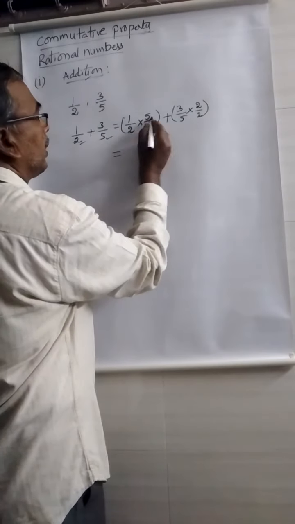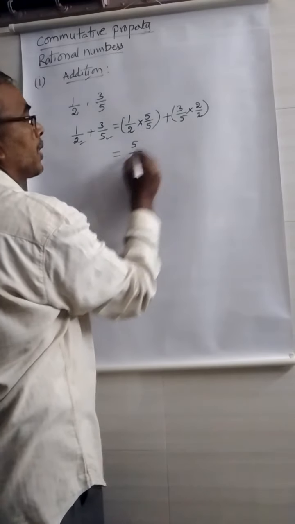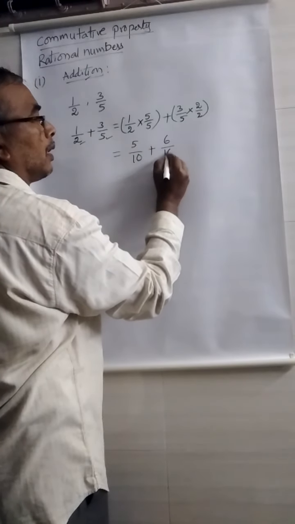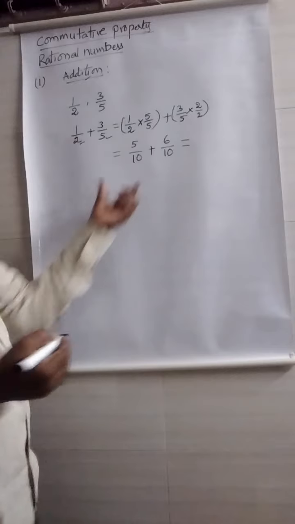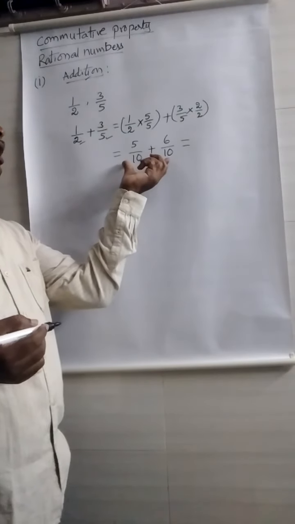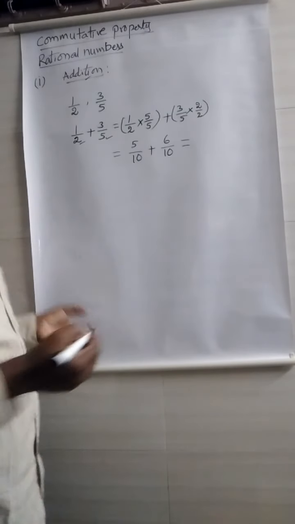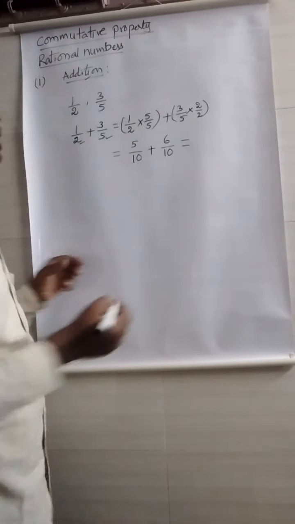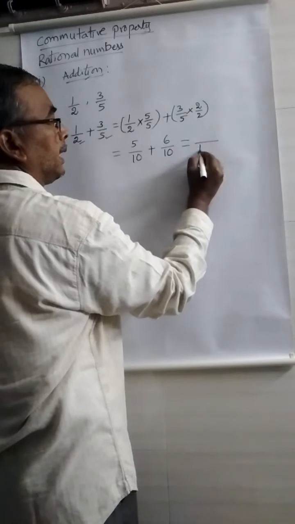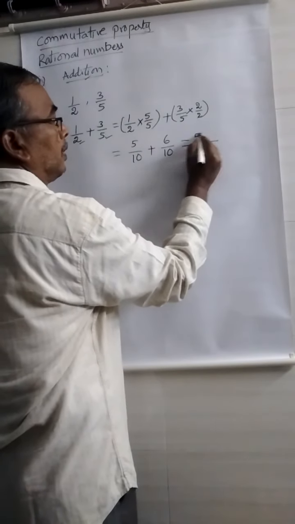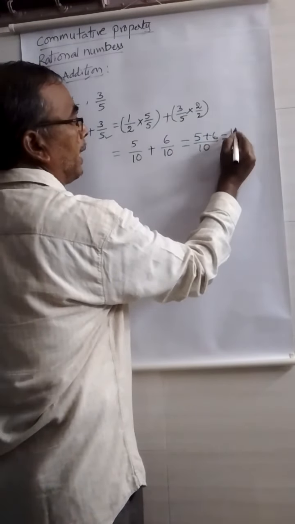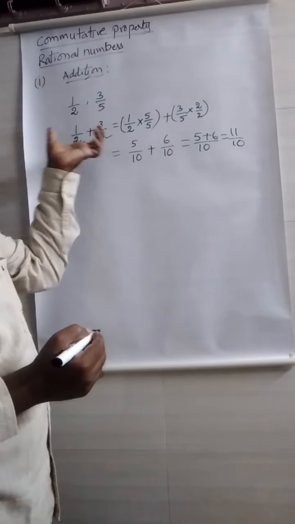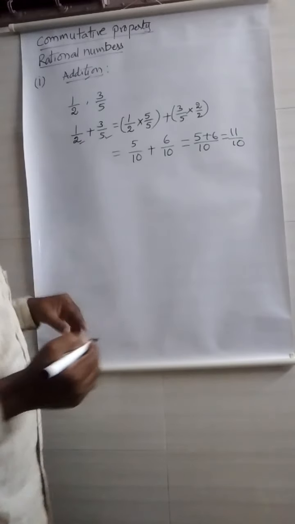Now what you get? 1 into 5, 5. 2 5s are 10. 3 2s are 6. 5 2s are 10. Now you may observe these two have the same denominator. What is there? 10. That means these two are like fractions. First you may convert the given two rationals into like rationals. Now here you get easily 5 plus 6, that means 11 by 10. What is 11 by 10? Sum of 1 by 2 plus 3 by 5.